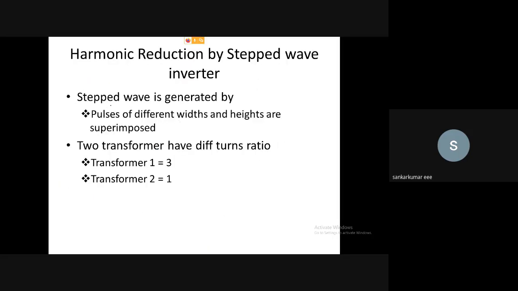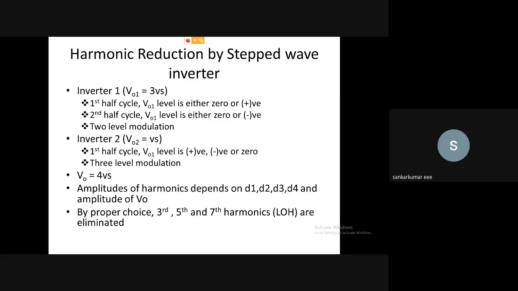So here it is explained: the step wave is generated by pulses of different widths and heights that are superimposed, that is added, and the transformers will have different turns ratios. The first transformer will have 1:3, and the second transformer has 1:1 turns ratio. And here in the first half cycle, the V naught one is either 0 or positive. In the second half cycle, the V naught one is either 0 or negative, that is two-level modulation.